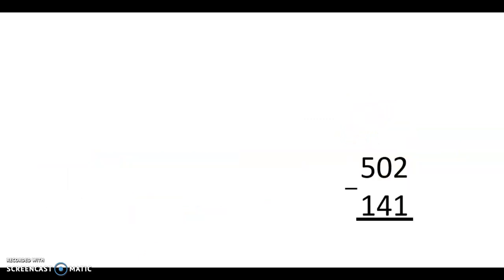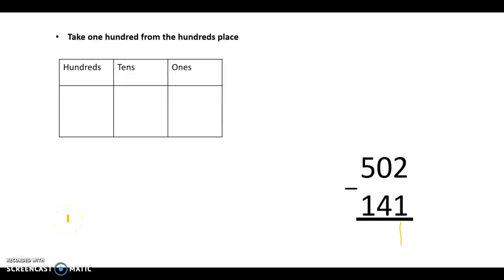So now we've already done the 2 minus 1, which gave us 1. Now we're in this tens place. We can't subtract 4 from 0. There's 4 on the floor, so we have to go next door. So we're going to take 100 from the hundreds place.